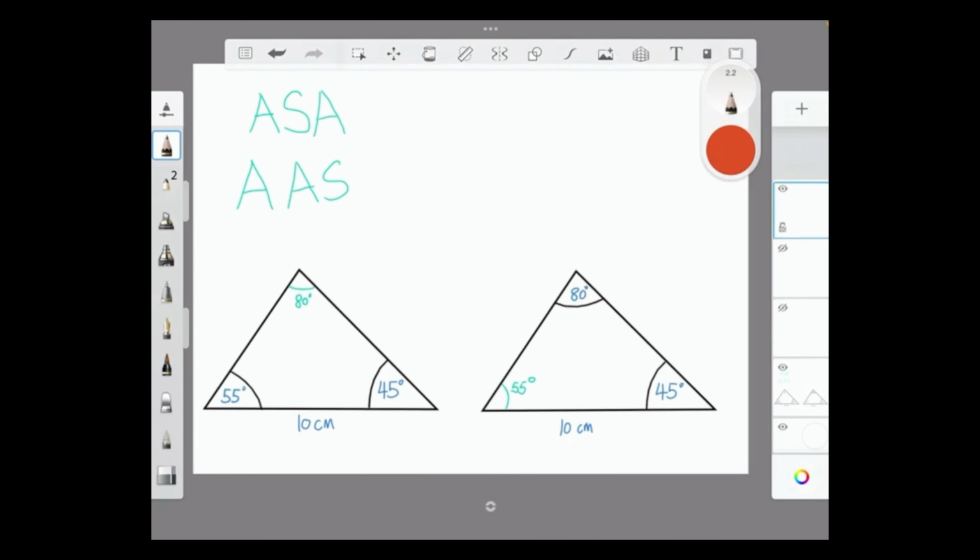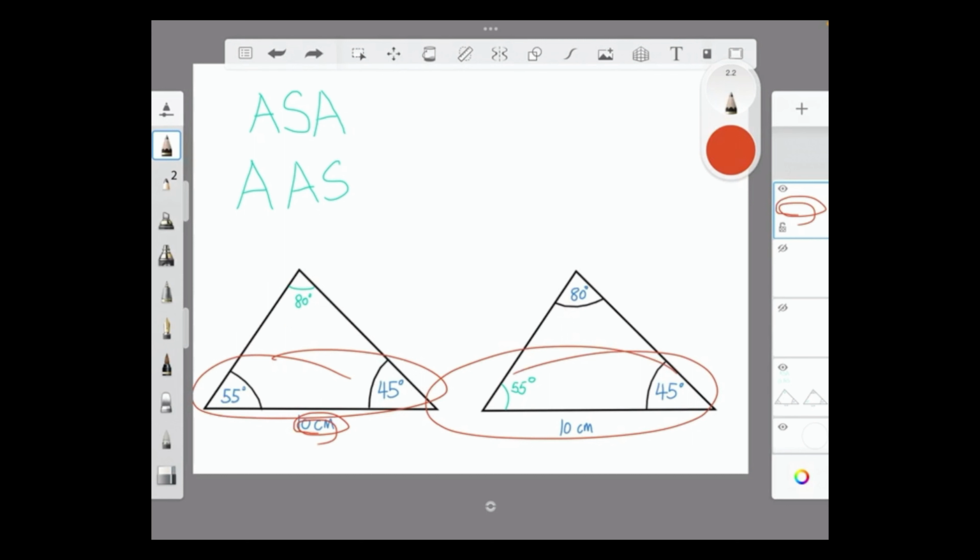ASA and AAS. So basically, with this side that I haven't talked about, and any two angles from each triangle, well, they have to be the same angles though, not different angles, right? So these two angles and these two angles, or these two and these two. So you can just pick any two angles that coincide with this 10 centimeter side, and boom, you are able to prove that it is congruent.